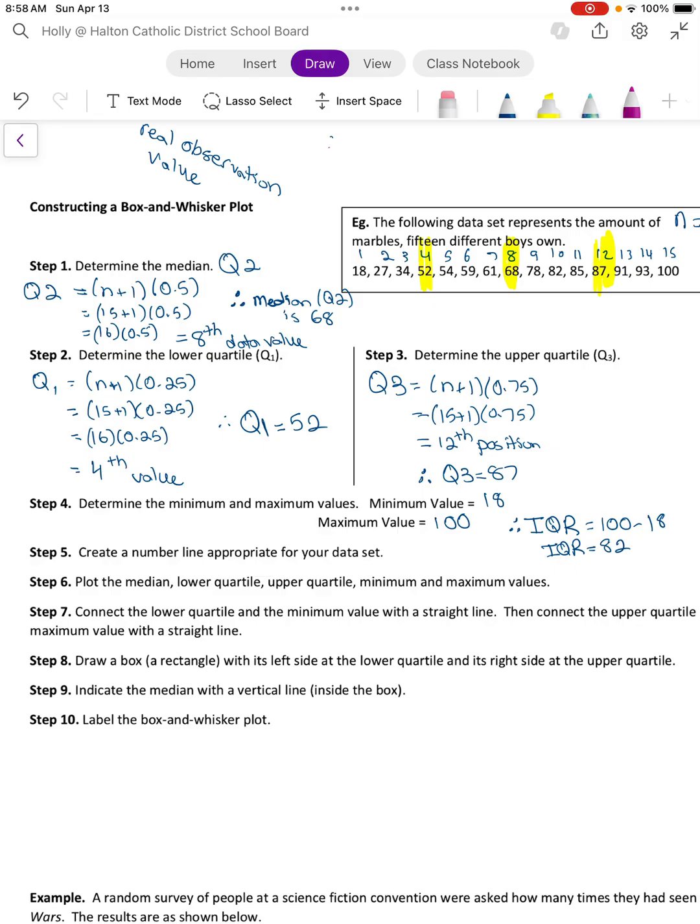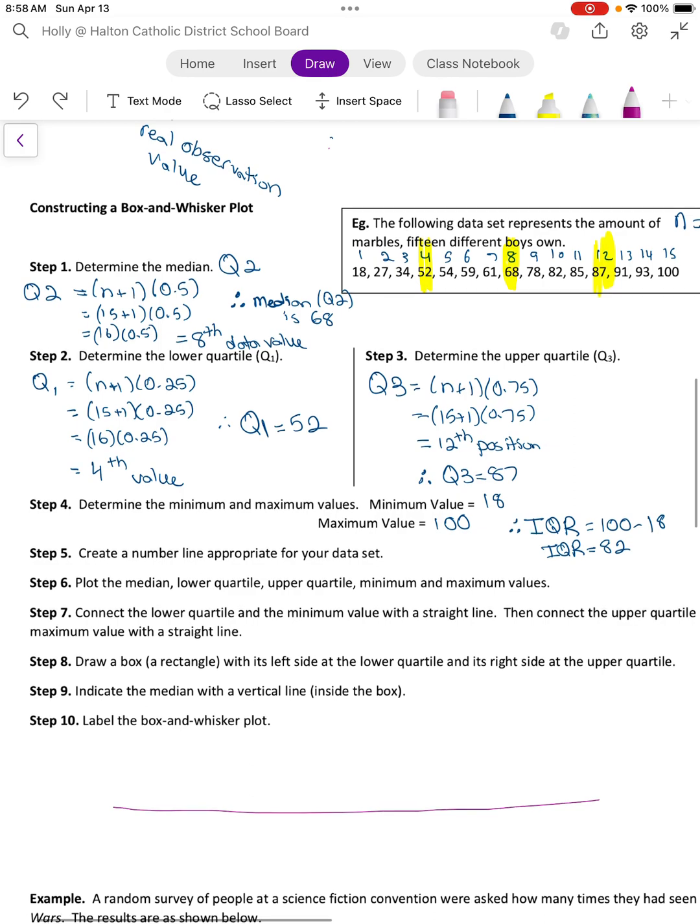I'm going to draw a number line appropriate for your data set. You don't have to start at 0. In this case, my lower half is close enough to 0 that I can, so I'm going to start at 0, and our max is going to be 100. So I'm going to go up by 10s, and you want to keep it as consistent as possible here.